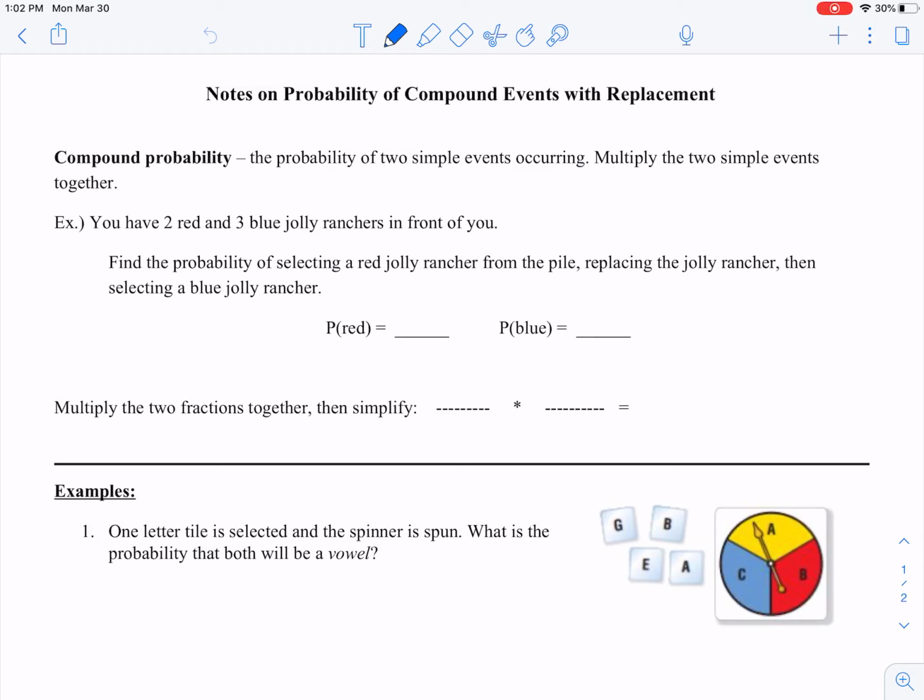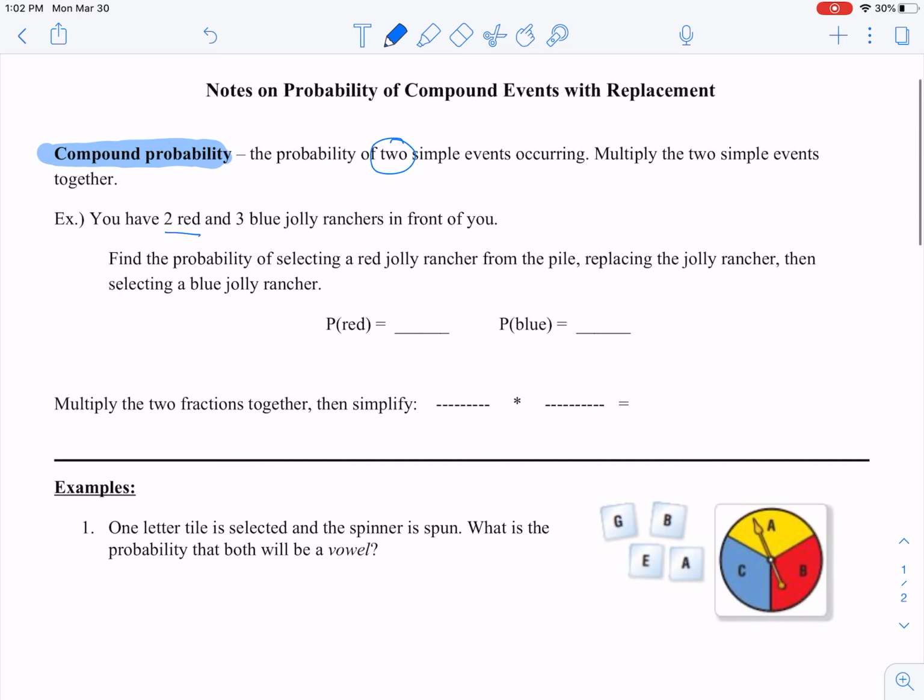Hello, today we're going to take notes on probability of compound events with replacement. So first we're going to define what a compound probability is. It's the probability of two simple events occurring. It means you have to multiply the two simple events together.